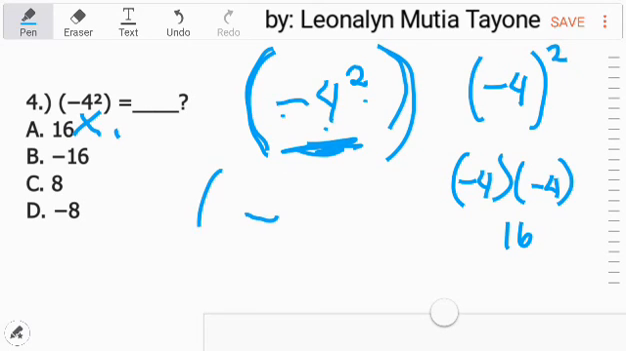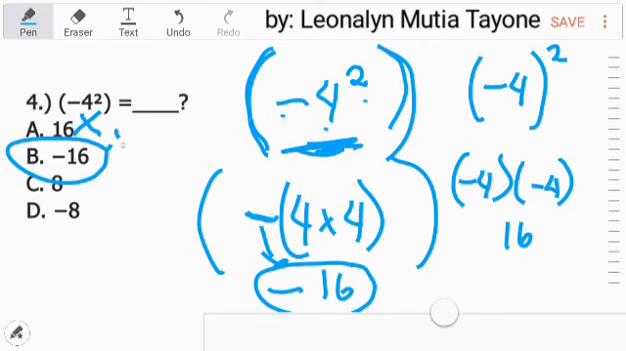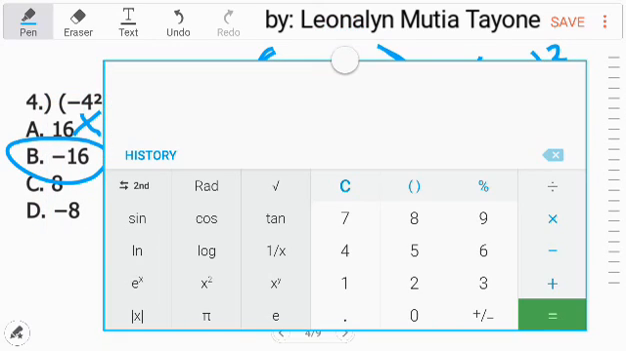So, ang ibig sabihin nito, yung negative out in front daw, si 4 lang ang i-multiply natin ng dalawa. So, this is 16, tsaka yung negative, so negative 16. Ang sagot dito ay letter B, negative 16. I-double check natin sa calculator. Doon tayo sa calculator.